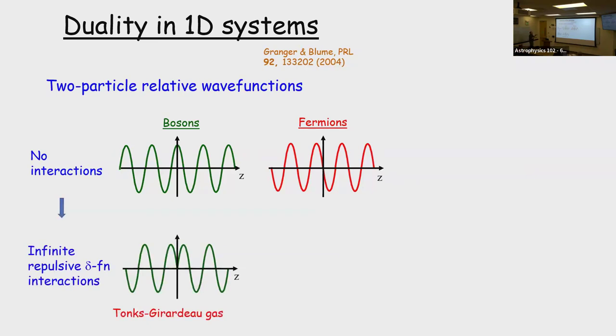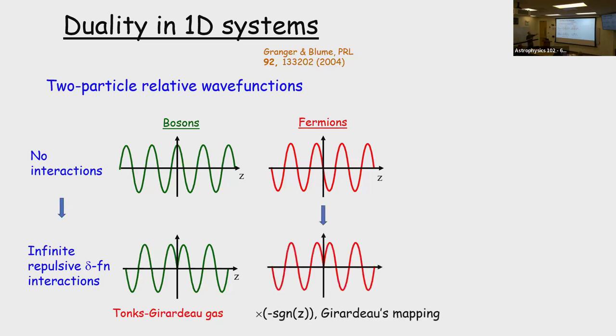Now, if you have infinite repulsive delta function interactions, so the opposite of non-interacting, then you still have a symmetrized wave function for the bosons, but it costs too much energy to have them at the same place, so the two-body wave function looks like this. And if you take the Fermi gas with no interactions and just multiply by the signum function, taking the plus sign and multiplying by a minus sign, you get this wave function. And you see that it looks just like this. So this mapping of non-interacting fermions with this sign to the Tonks-Girardeau gas, which is this delta gas, has long been understood as a fermionization of the bosons.